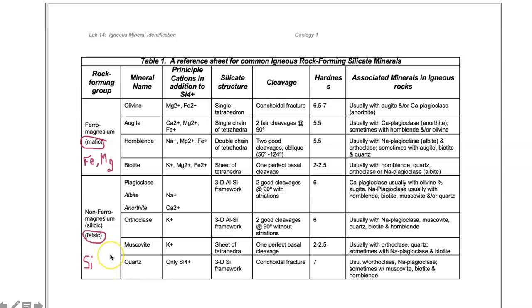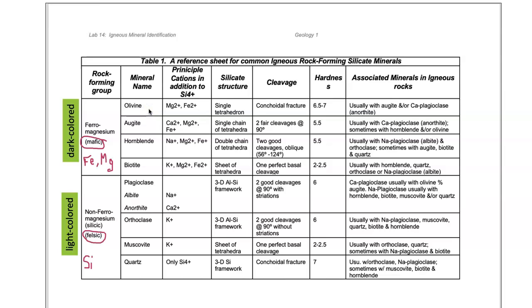Silicic minerals, rich in silica, are missing iron and magnesium. Now the silica isn't listed here because everything has silica, but they do not have any magnesium or iron. One way to tell these apart in hand sample is that mafic minerals tend to be dark in color. And notice that olivine is here. I said olivine is green. We're going to consider green a dark color.